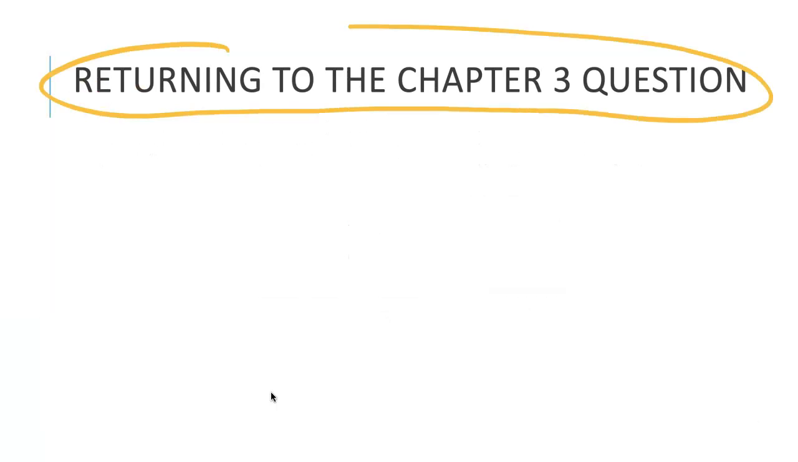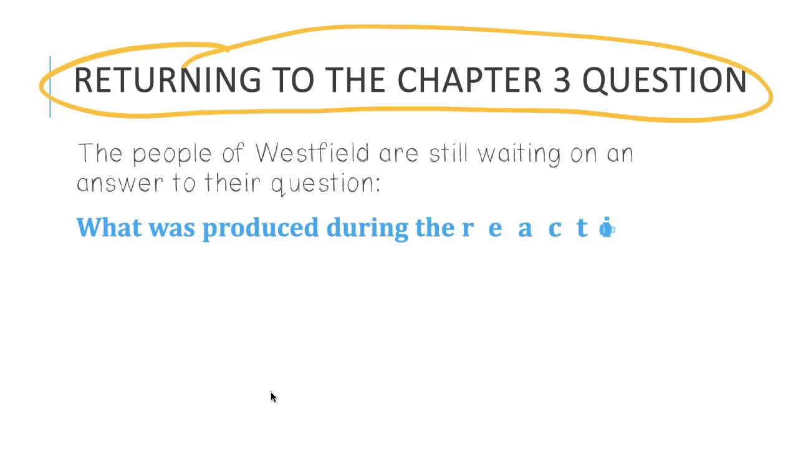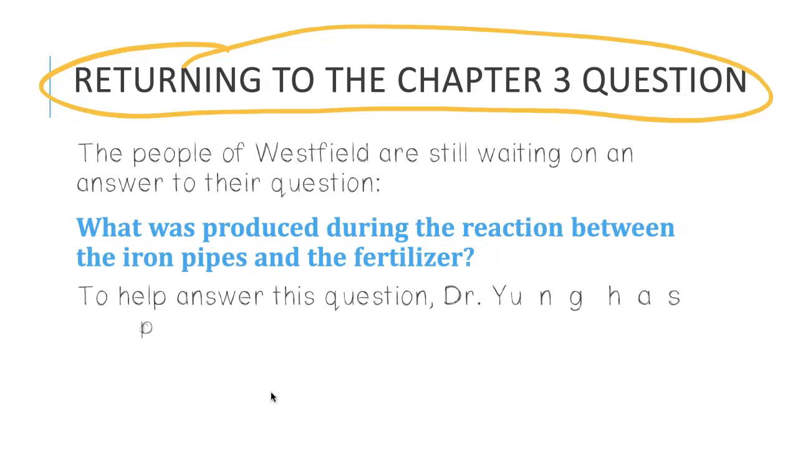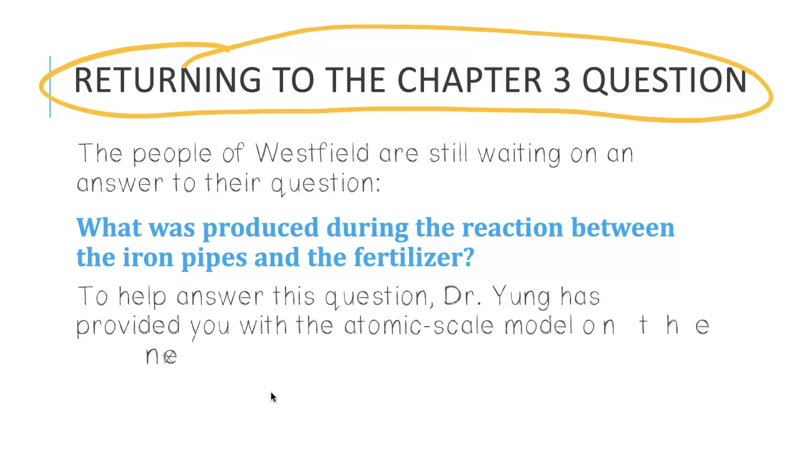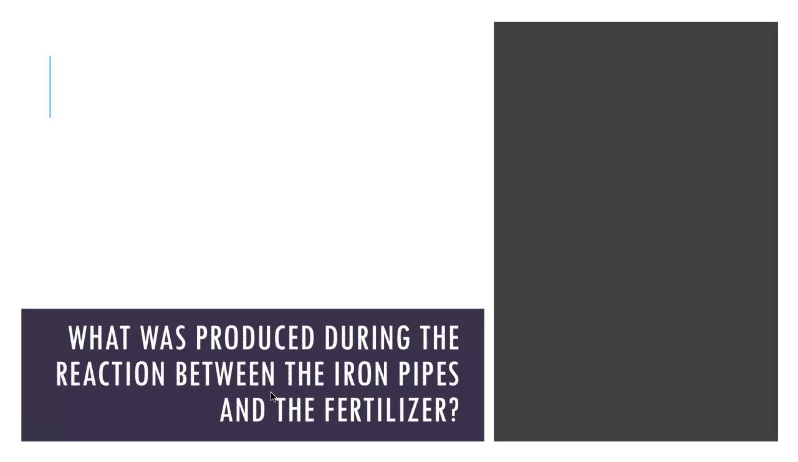Okay, so we're going to return to chapter 3 questions for a little bit, because the people of Westfield are still waiting on an answer to their question. What was produced during the chemical reaction between the iron pipes and the fertilizer? To help answer this question, Dr. Young has provided you with the atomic scale model on the next slide. Examine this model and use it to answer the questions. This will come from your work today. We're just going to go through and show you what this was, okay?